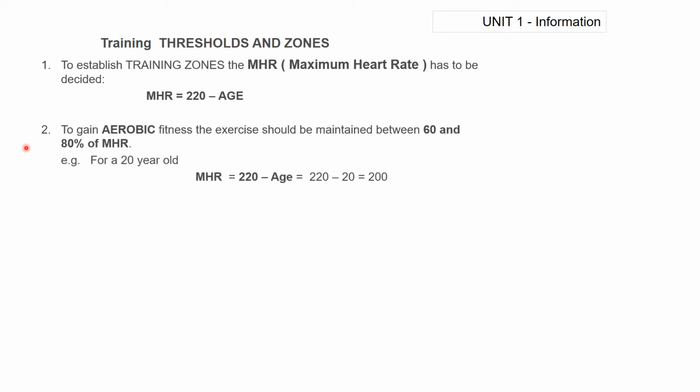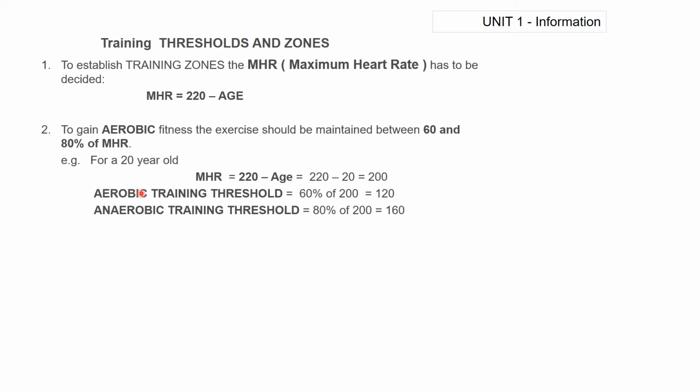For example, a 20-year-old, his maximum heart rate would be 220 minus his age. So 220 minus 20, which equals 200. Therefore, his aerobic training threshold would be 60% of 200, which equals 120. So if he gets up to a heart rate of 120 or over, so 123, 124, 130, he's in his aerobic training threshold, which is when he's using oxygen. He's kind of doing his cardio, okay? A long, gentle jog would be an example of that.